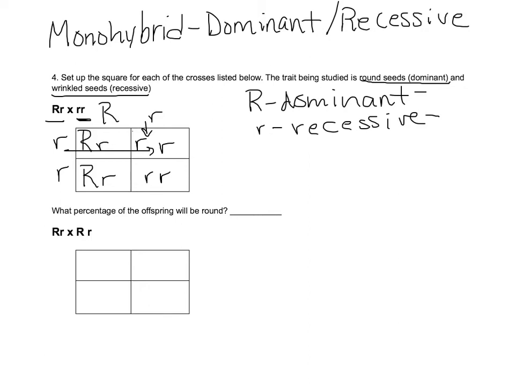So what percentage of the offspring will be round? Well, if you remember from up here, the round seeds are the dominant expression, so we need to have at least one copy of the round allele. And we see that 2 of our 4 boxes are round, so that is 50%.